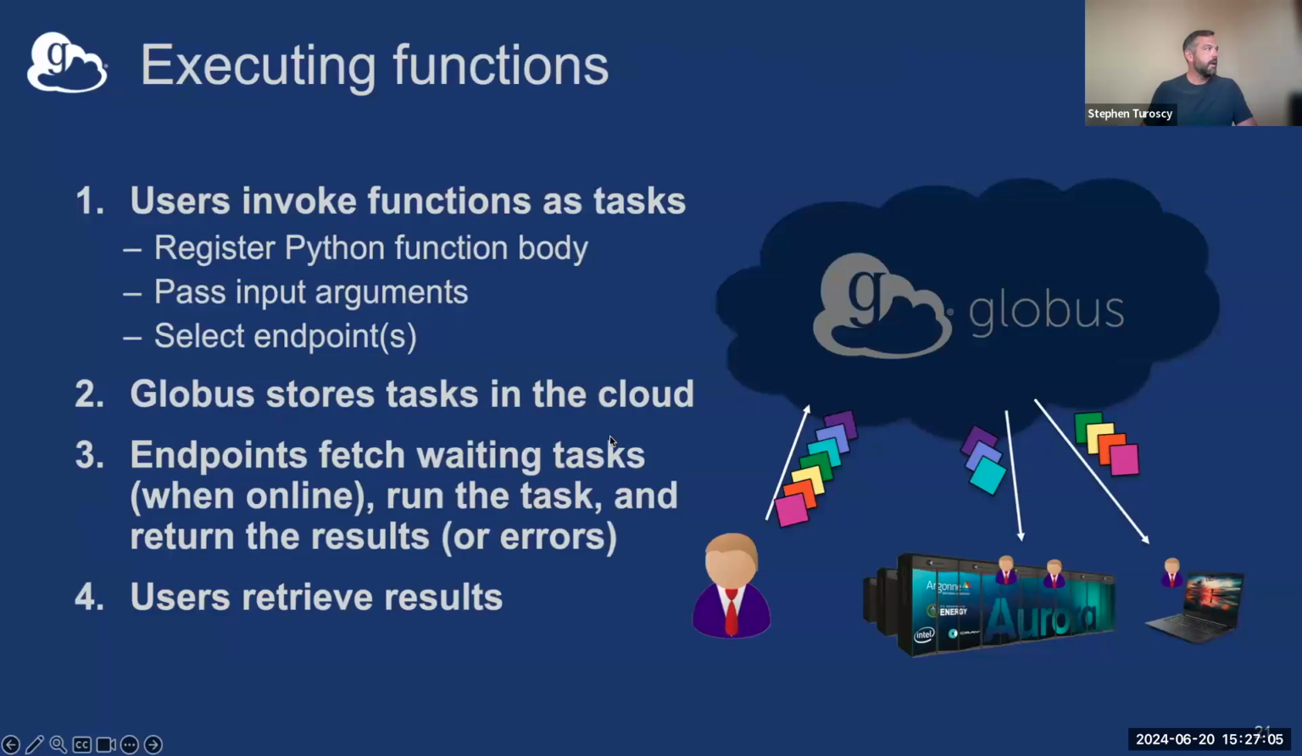Let's see here. Executing functions. Users invoke functions as tasks, register a Python function body. You can pass input arguments to the function, and you run them on select endpoints. Globus stores these tasks in the cloud, and then the endpoints fetch the waiting tasks, run the task, and return the results or errors. Users retrieve the results through the SDK, and then do whatever is needed with those results.